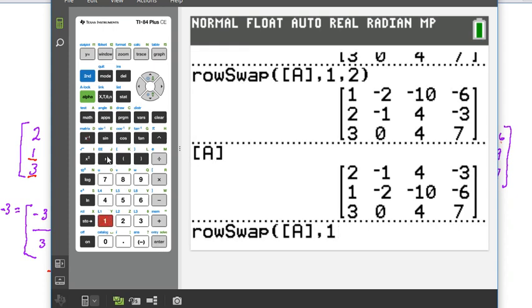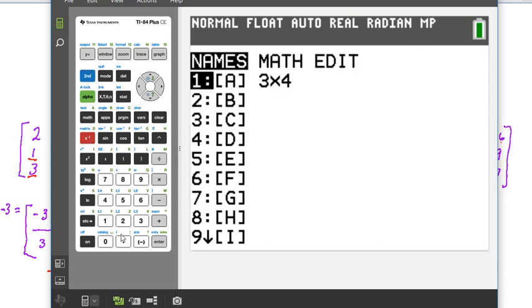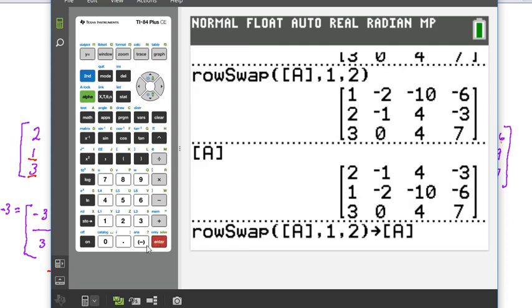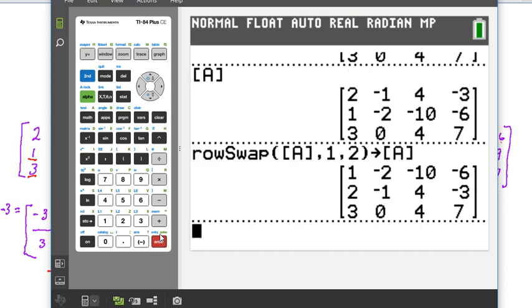Row 1 with row 2. And now we're going to store, so we have to use the STO button with the arrow. So hit store, and we want to store it back into matrix A when we're finished. So now when I hit enter, there is my row substitution.